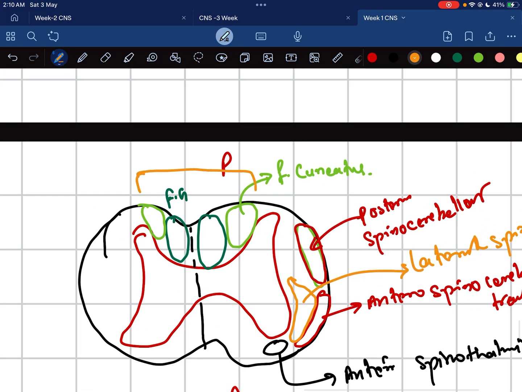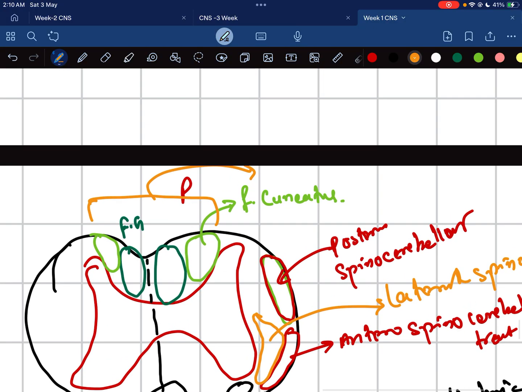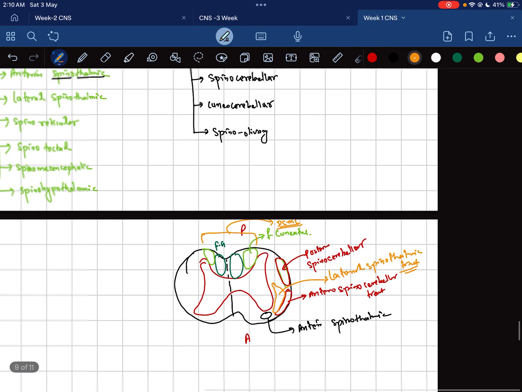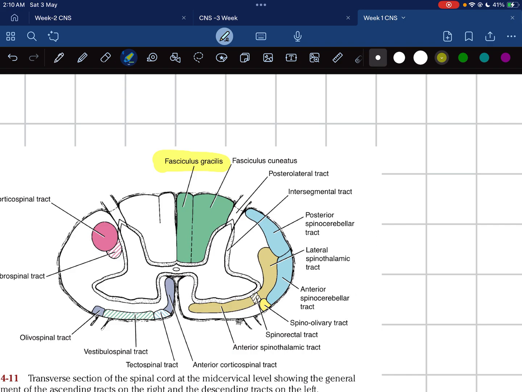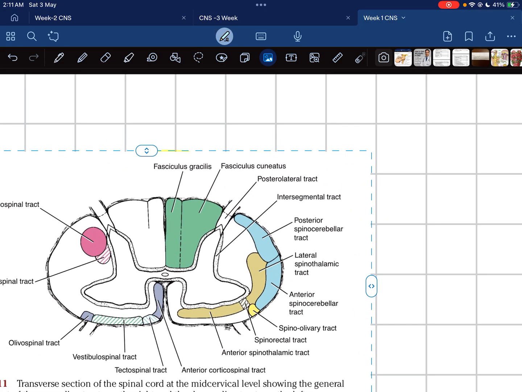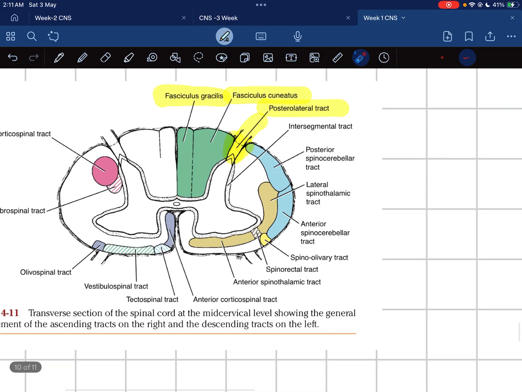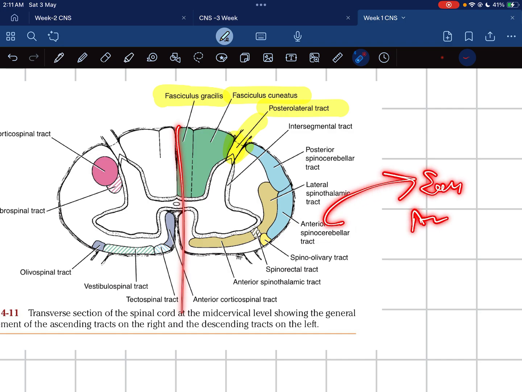And this is known as the dorsal column or medial lemniscus portion. We can look at this image. This is the fasciculus gracilis, fasciculus cuneatus, and then the posterolateral tract is coming here, and this is the posterior spinocerebellar, then the lateral spinocerebellar, and then the anterior spinocerebellar, and this is the lateral spinothalamic, and anterior, this is the spino-olivary, and this is the anterior spinothalamic tract. These are all the sensory or ascending tracts.